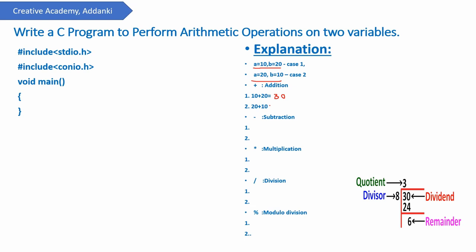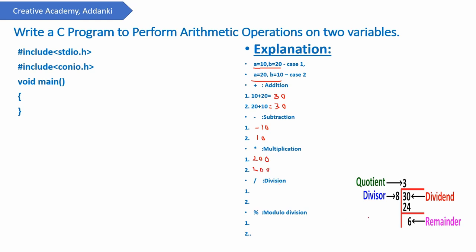So addition, subtraction and multiplication will be the same as in our normal mathematics, but in division and modulo division for integers there will be some difference. Subtraction, we know that if it is A minus B, 10 minus 20, then it will be minus 10. If it is 20 minus 10, it is 10. For multiplication, both will give a result of 200. A into B or B into A, both will give a result of 200.